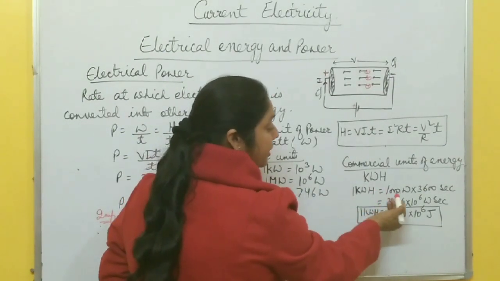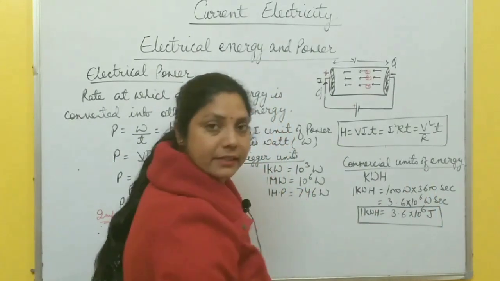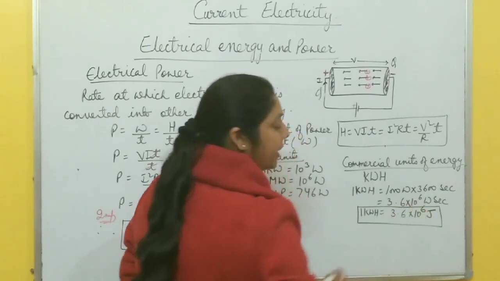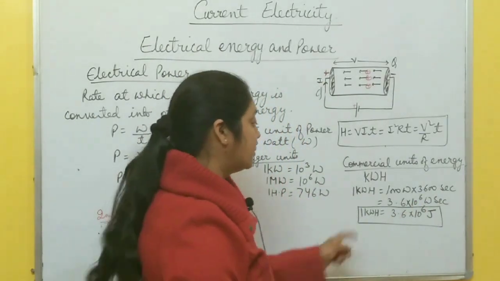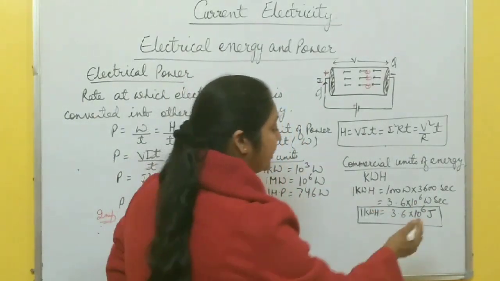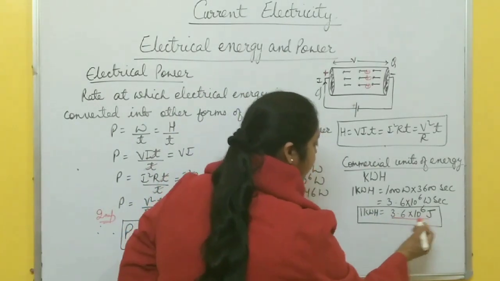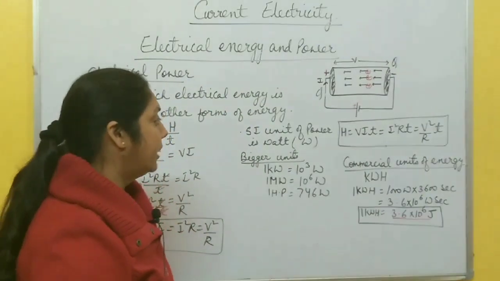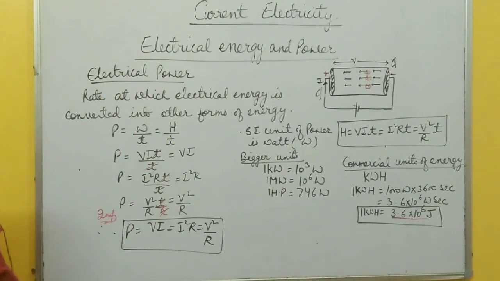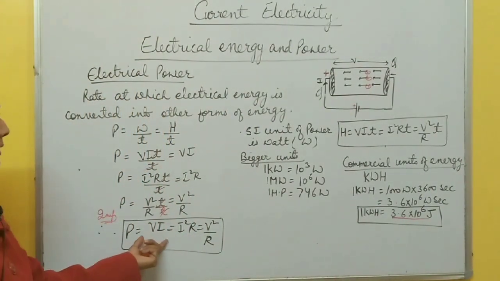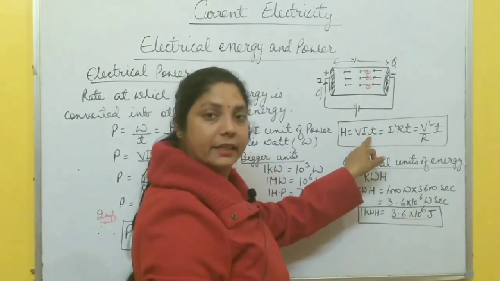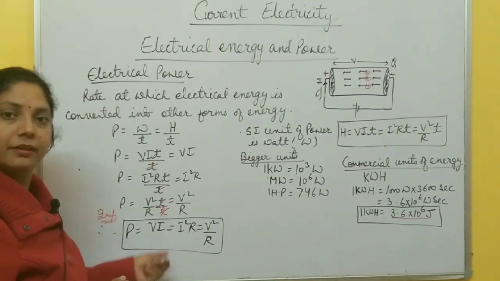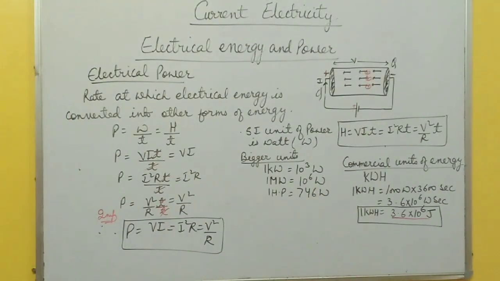So 1 kilowatt hour means 1000 watt into 3600 second, 1 hour. And after calculating, you get 3.6 into 10⁶ joule. So 1 kilowatt hour equal to 3.6 into 10⁶ joule, right? It's very important for numerical part, right? So these are about electrical energy and power. You just remember these expressions. If you know electrical energy, then you just divide it by t, you get electrical power, right? Okay, please take a screenshot.